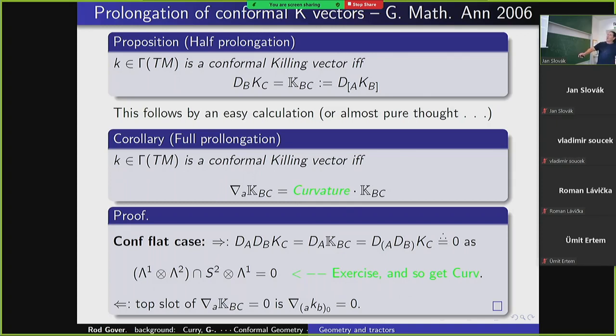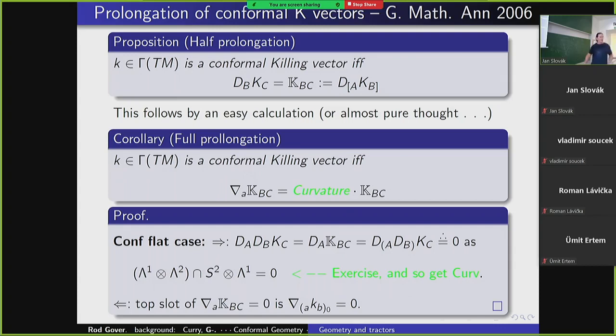So in the conformally flat case, how do we see what's happening here? Well, let's do two Thomas D's on K. Right? So if it's Killing, if it's conformal Killing, then the first Thomas D on K is something skew. On the other hand, if we're in the conformally flat case, these Thomas D's commute with each other. So these two Thomas D's on this half prolongation live in the bundle which consists of things which are symmetric on the first two indices and skew on the last two indices. And that's the zero bundle, right? So an exercise is for you to show that when you intersect those things, that's zero.